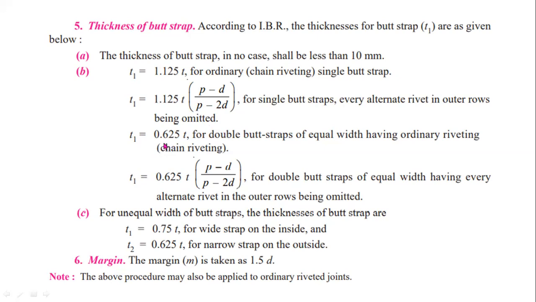Now T1 equals 0.625 into T for double butt straps, that means double cover plates of equal width having ordinary riveting, chain riveting. T1 equals 0.625 T into (P minus D) by (P minus 2D) for double butt straps of equal width having every alternative rivet in the outer rows being omitted. So these are all the thicknesses of the butt straps.